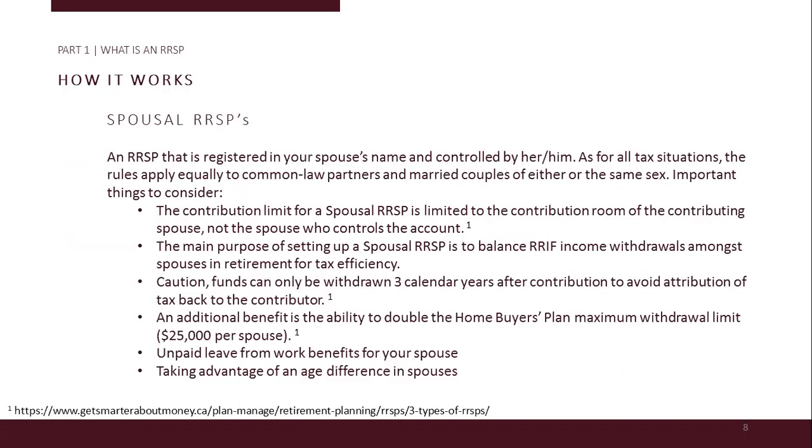Caution though, funds can only be withdrawn 3 calendar years after contribution to avoid attribution of tax back to the contributor. An additional benefit is the ability to double the home buyer's plan maximum withdrawal limit of $25,000 per spouse. It could make sense for your spouse to make withdrawals from a spousal RRSP if he or she is taking unpaid leave from work. Or you might have a spouse that is younger than you, and making contributions to their spousal RRSP could defer his or her RRIF withdrawals, since he or she will turn 71 after you.